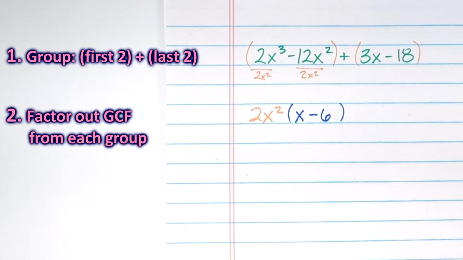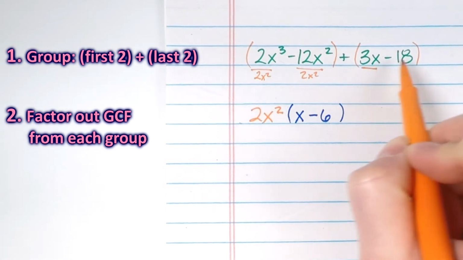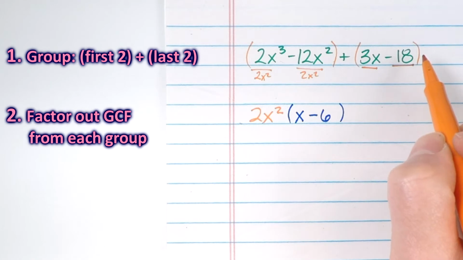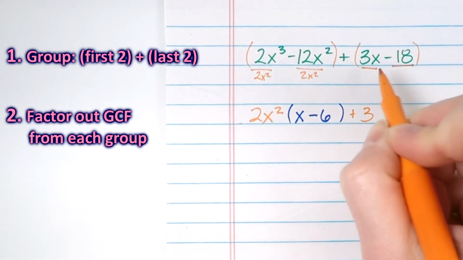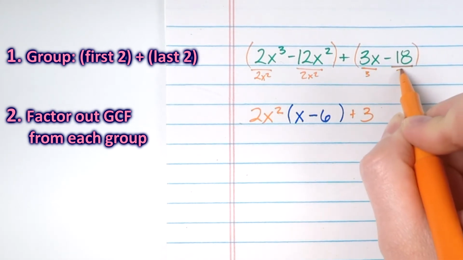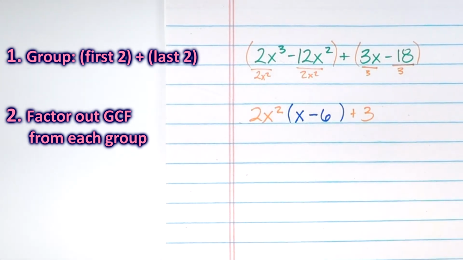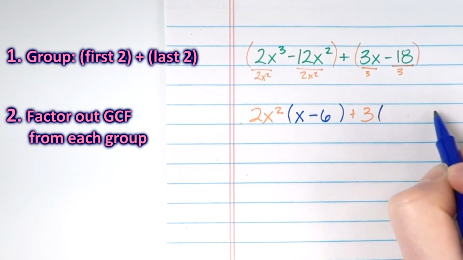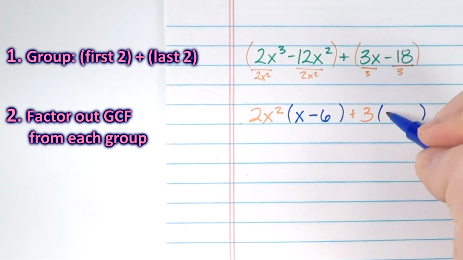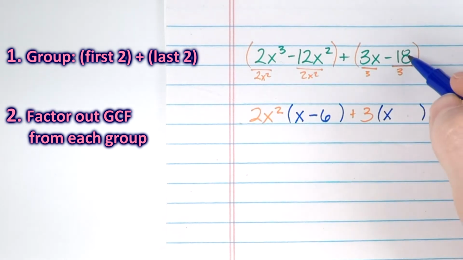Now if we go to the second group, looking at these 2 terms here, the greatest common factor we can divide out from each of these would be 3, so I'm going to divide a 3 out. And they both don't have variables, so I can't factor any x's out, only the 3. Okay, so 3 will be outside of my parentheses. And now to figure out what's left over in those parentheses, once I divide, 3x divided by 3 gives me 1x, or just x, and negative 18 divided by 3 gives me negative 6.